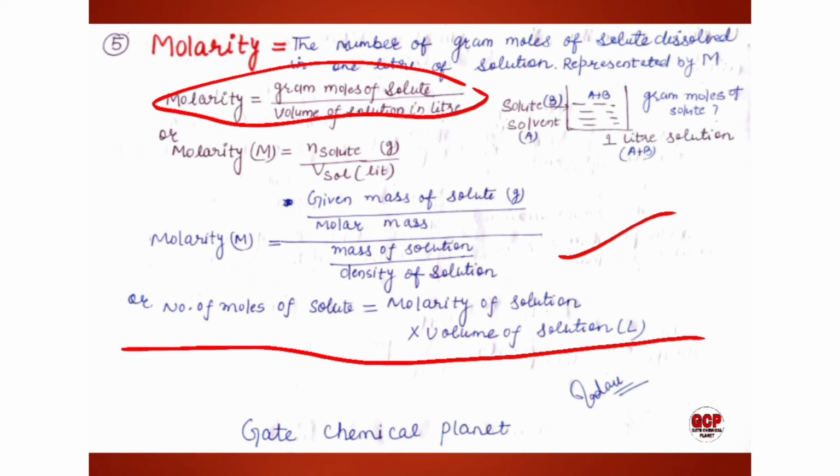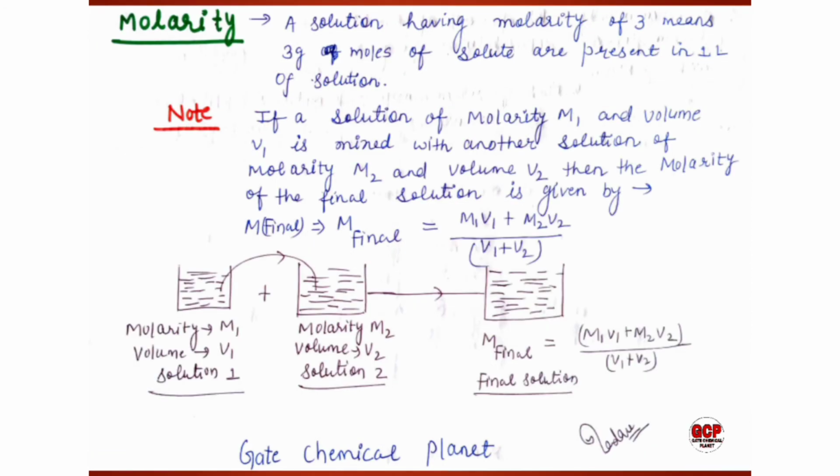So now we will come to the next topic, molarity. We will explain molarity in more detail. If a solution has a molarity of 3, what is the meaning of it? It means 3 gram moles of solute are present in 1 liter of solution. Okay, and please note down one thing here also.